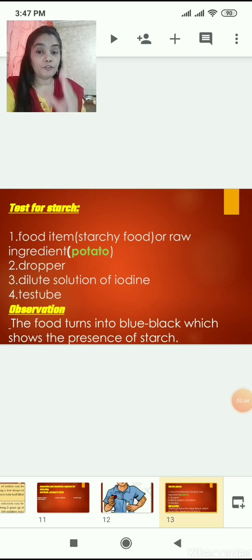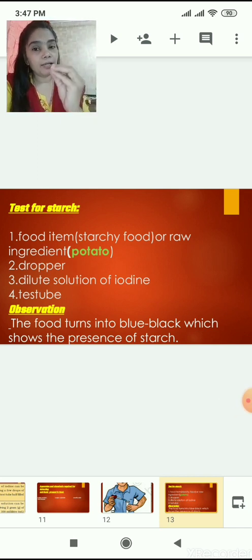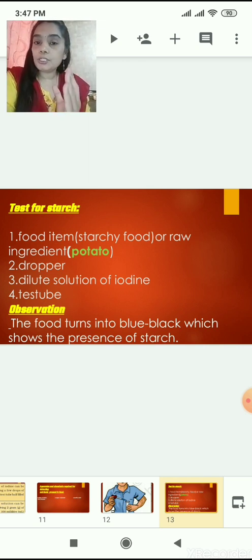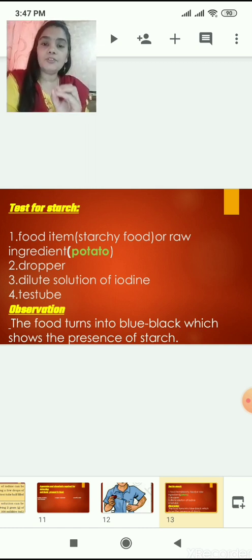So children, first we have taken the potato and we have added iodine solution. How many drops? Just 2-3 drops. So what happens to that potato? What happens to that food? It changes its color. So what color did you observe? So we can observe that food turns blue black color. So this indicates the presence of carbohydrates.